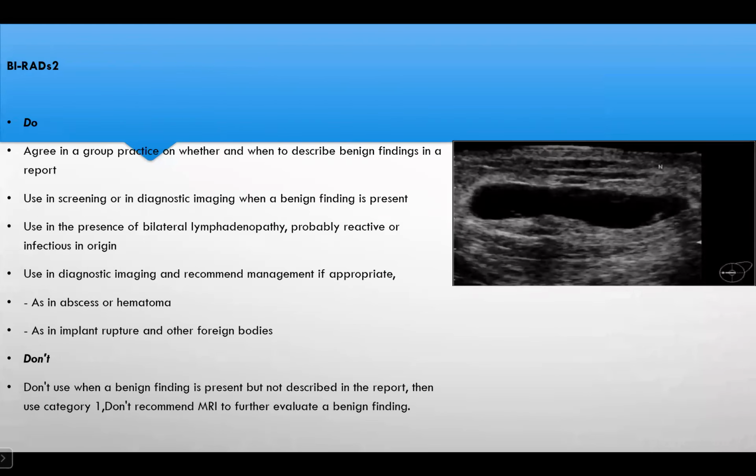When to use BI-RADS 2? Use in screening or in diagnostic imaging. Use in the presence of bilateral lymphadenopathy, probably reactive or infectious. Use in diagnostic imaging and recommend management if appropriate, such as abscess or hematoma, and such as implant rupture or other foreign body. Don't use when a benign finding is present but not described in the report; then use category 1. Don't recommend MRI to further evaluate a benign finding.